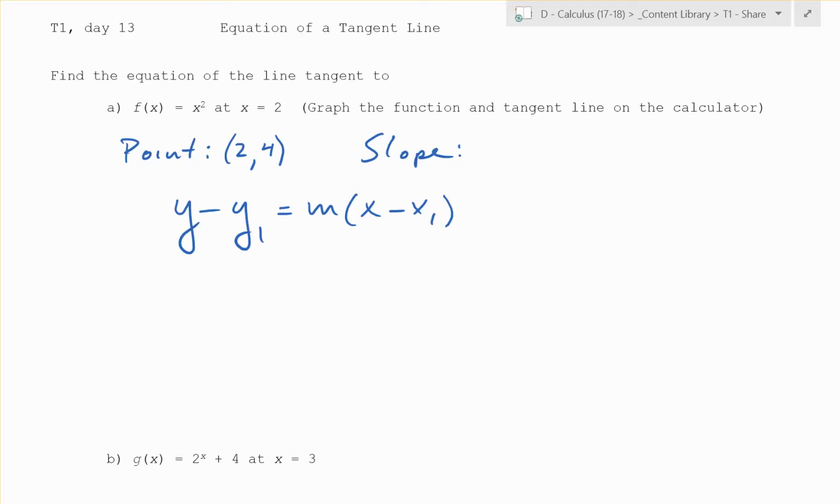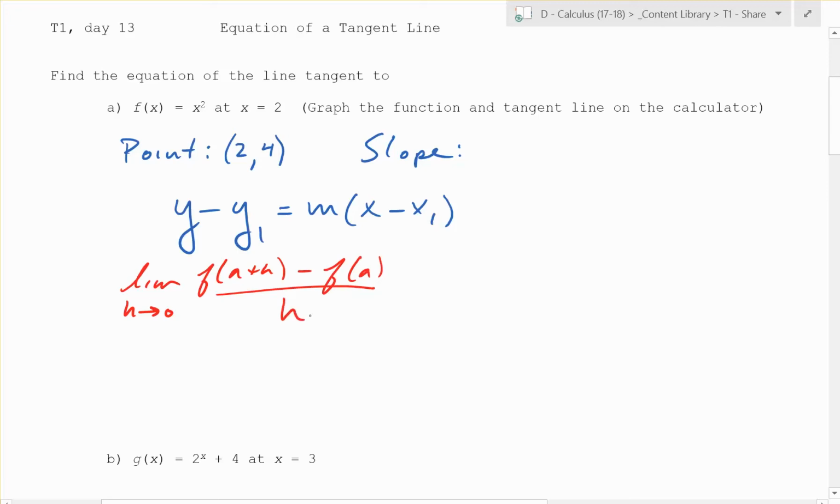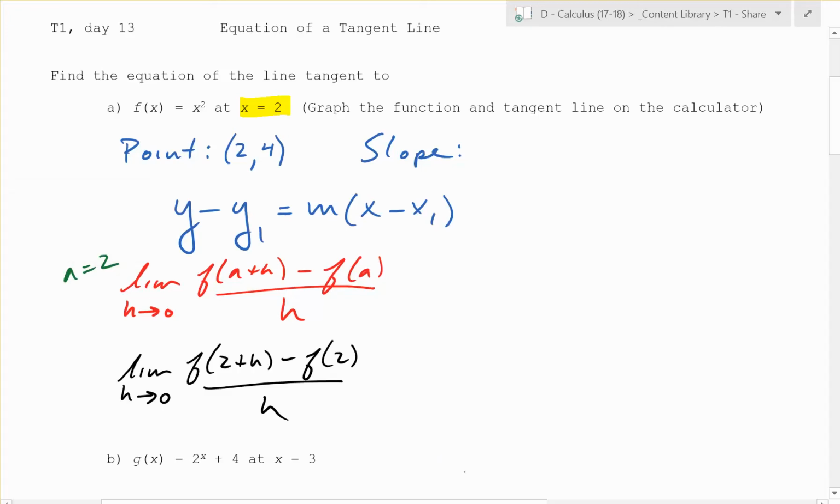And as I've reminded you, I'd like you to keep on writing out the difference quotient, the limit as h goes to 0 of f of a plus h minus f of a all over h. And in this case, our a value is 2. So we know a is 2. So now we just need to plug in and solve this limit. We plug in 2 for a, and now we need to evaluate a little bit.